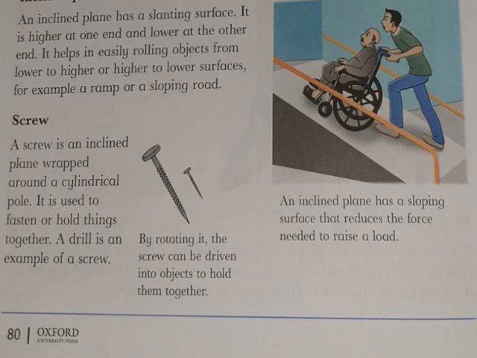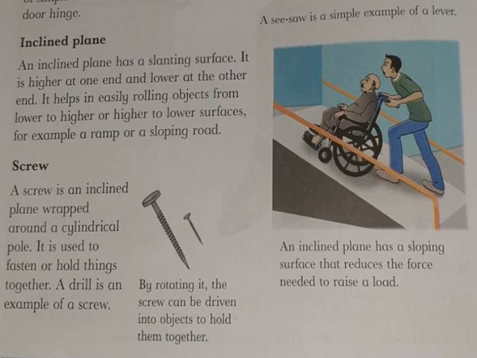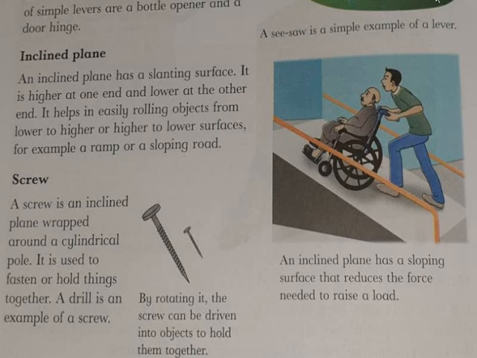In the last class we were studying about the machine, so we are continuing the same topic. The second machine is inclined plane. An inclined plane has a slanting surface. Slanting means this kind of surface. It is higher at one end and lower at the other end. So here it is higher and then lower at the other end.